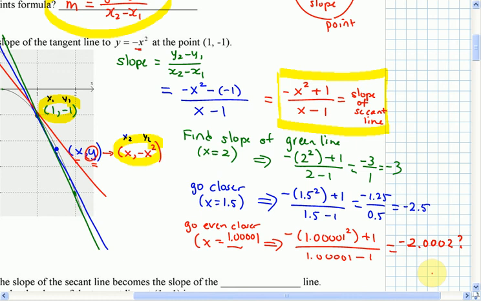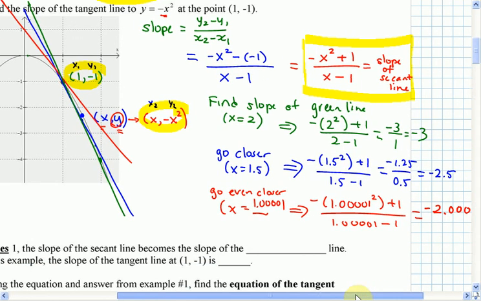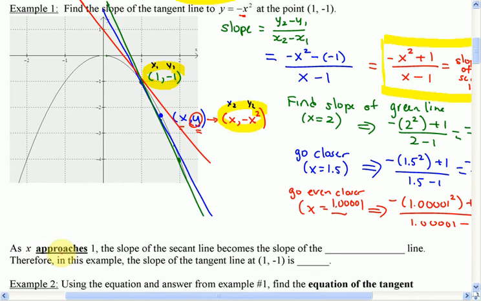Now, ladies and gentlemen, once again, we're not asking for an approximation. We want the actual number. So, what I'd like us to do next is this. Okay? Look at what we're saying underneath here. As x approaches 1. You see I'm using this word approaches. Okay? You see I started at 2, then I went to 1.5, then I went to 1.001. You see I'm getting closer and closer, approaches 1. The slope of this secant line becomes the slope of what type of line? The tangent. Exactly. Okay?